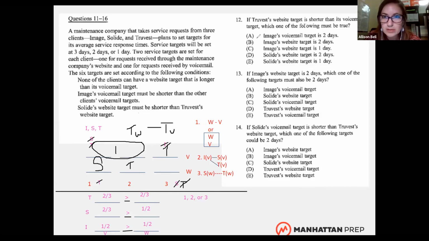I's voicemail has to be, well, we don't know much about I, so I'm going to skip past A through C and focus on what I do know, which is that S has a website target of 1 day based on my diagram, and I'm going to choose E.